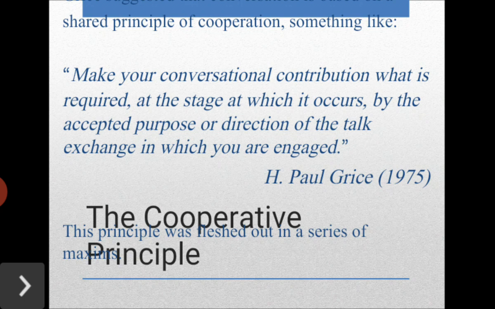So I was telling you that we will start talking about the cooperative principle, and this cooperative principle was proposed by the author Paul Grice, right? In a single sentence: make your conversational contribution what is required, at the stage at which it occurs, by the accepted purpose or direction of the talk exchange in which you are engaged.